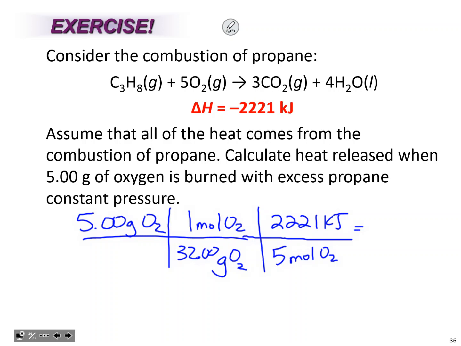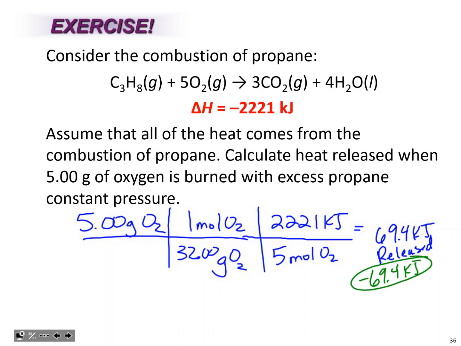Like I said, you can put the negative in or leave it out or put released at the end. But in this case, you'll notice we're going to get a lot less heat if we only use 5 grams of oxygen. For your answer, do you need to put the negative sign or release? Yes, you would want to state whether it's released, and I'm getting 69.4 kilojoules released. Or yes, you could put negative 69.4 kilojoules.